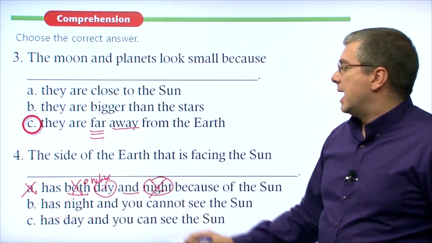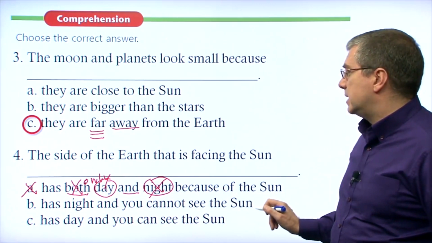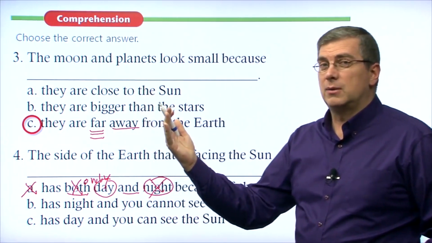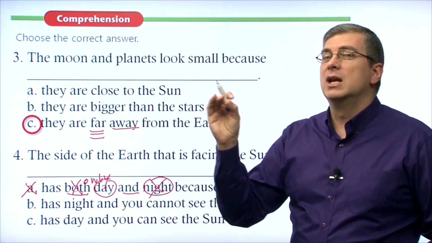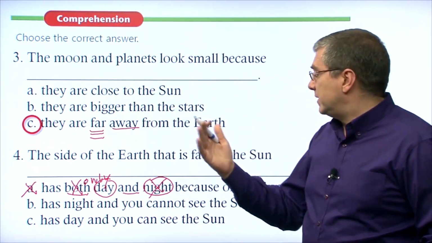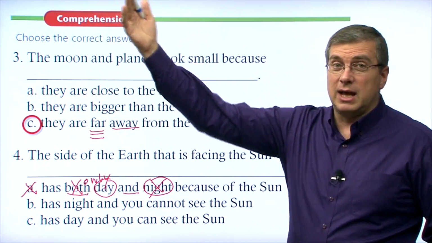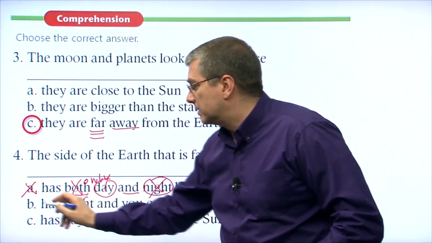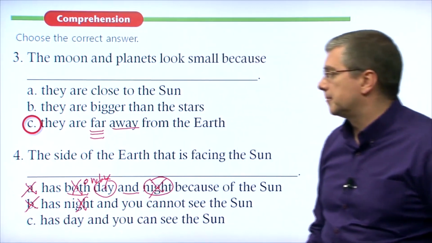Okay. B, has night and you cannot see the sun. So the side of the earth that is facing the sun has night. No, that's not right. Remember we talked about facing and turned away from. Facing the sun means the sun is in the sky. We are facing the sun. We can see the sun. That's not night, right? So that can't be the answer either.